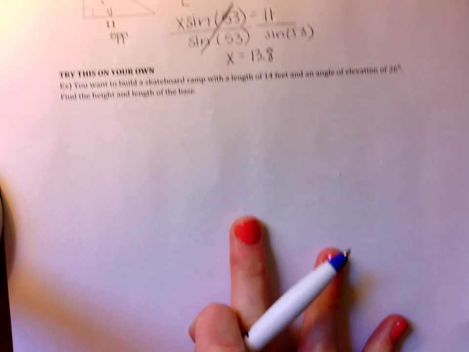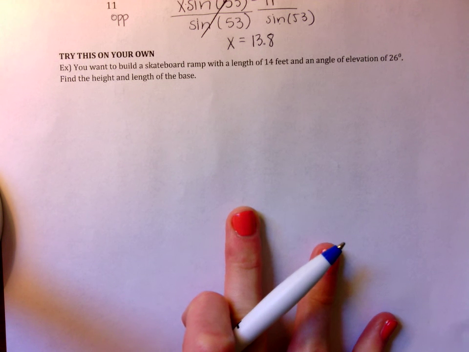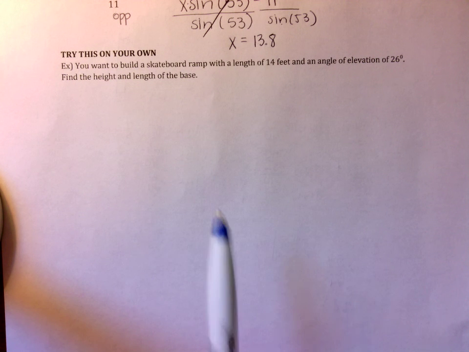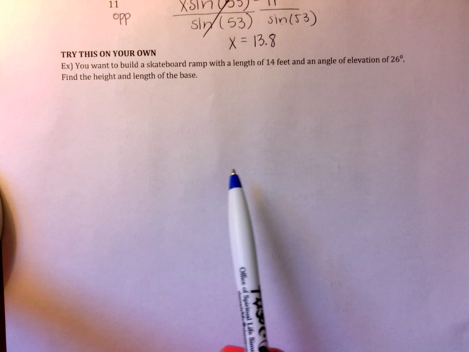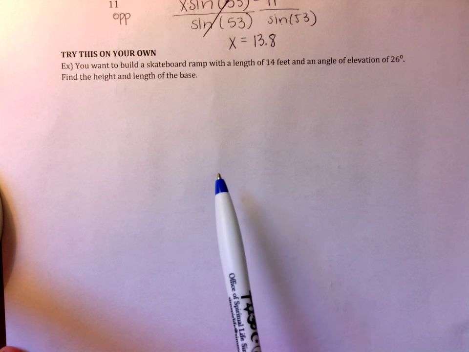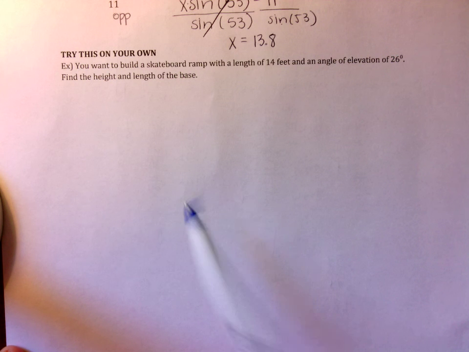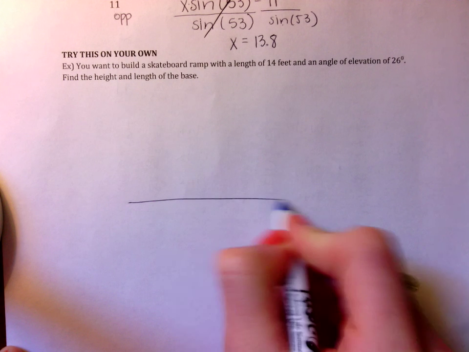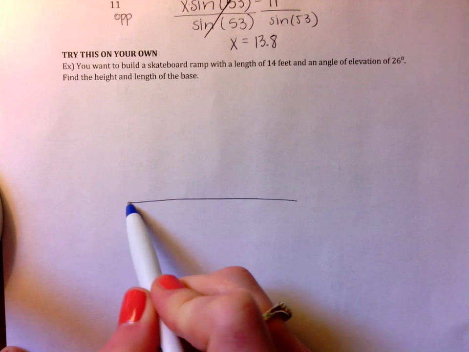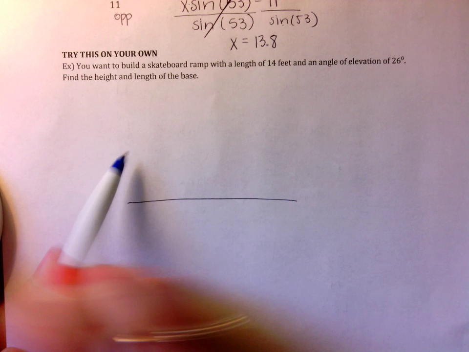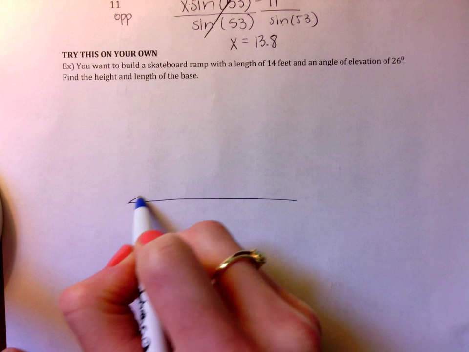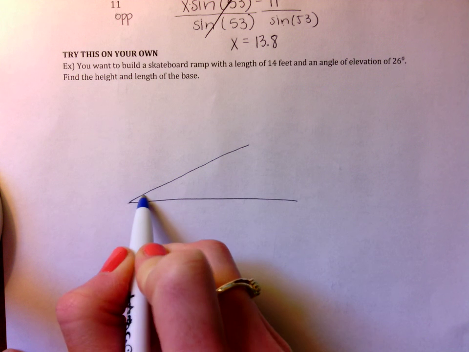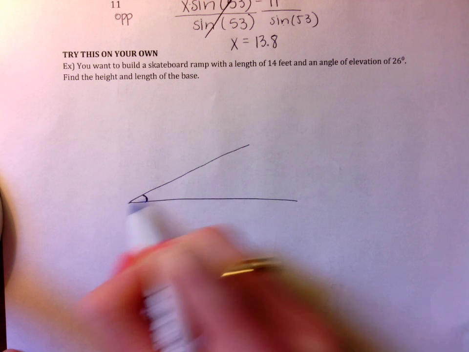Awesome. All right, so it says try this on your own, but we're going to try it together via video. So you want to build a skateboard ramp with a length of 14 feet and an angle of elevation of 26 degrees. An angle of elevation is simply, if we were looking at the ground, it's how far we would have to look up. So you would be looking this way. And the angle of elevation is simply from the ground to how far you're looking up.